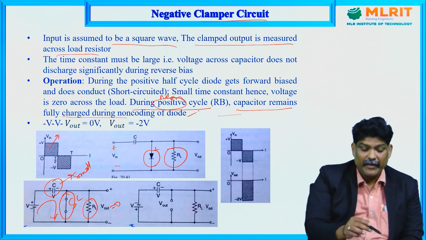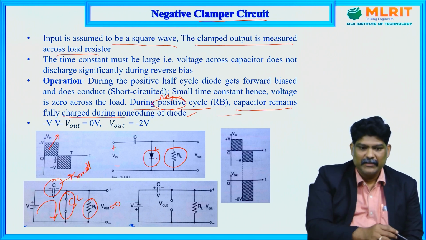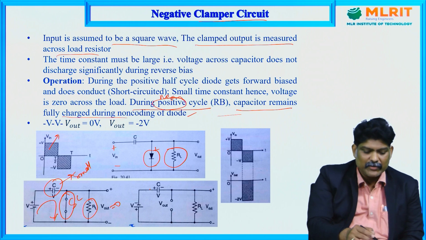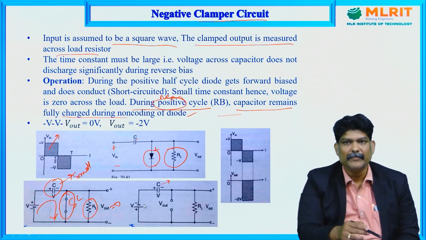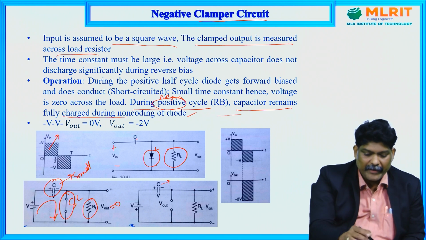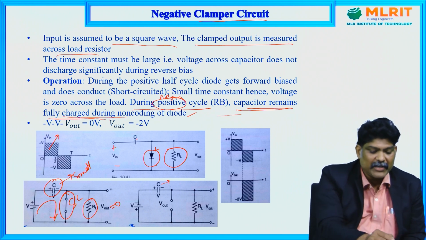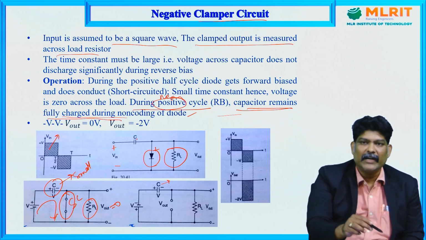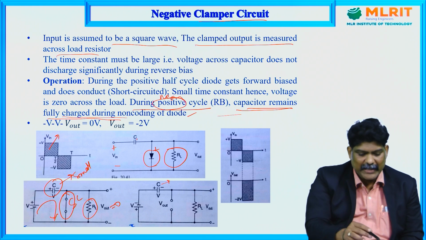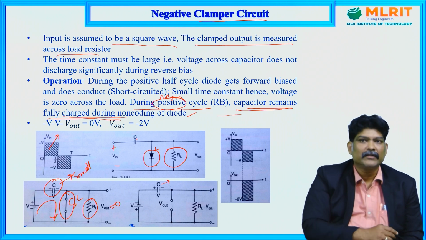What happened here? During reverse bias, the diode is reverse biased, and reverse bias means open circuited. So the capacitor discharges slowly because the discharging time is more. That means the capacitor remains fully charged even when your diode is not conducting. That's why you will get the peak voltage.